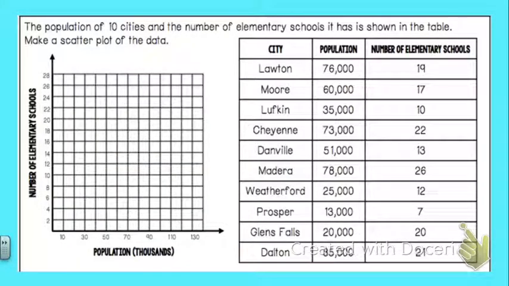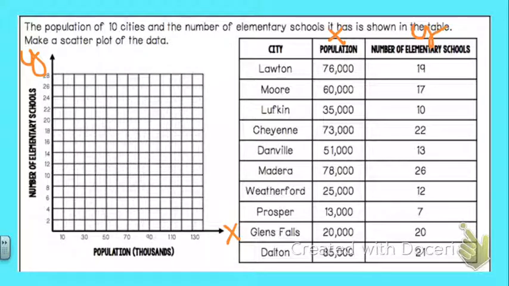Okay, so let's look on the next page. It says the population of 10 cities and the number of elementary schools it has is shown in the table. Make a scatter plot of the data. Okay, so what we're going to do is we notice that population is already labeled, and that's going to be your X. And the number of elementary schools is labeled, and that's going to be your Y. So I'm just going to put an X here, a Y here. Also, I'm going to put an X here and a Y here just so I don't get anything mixed up.